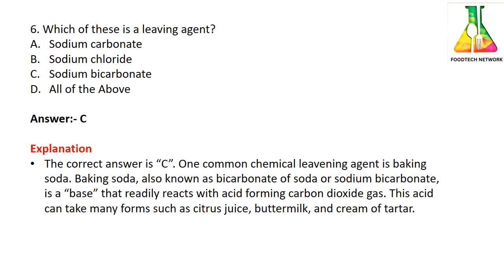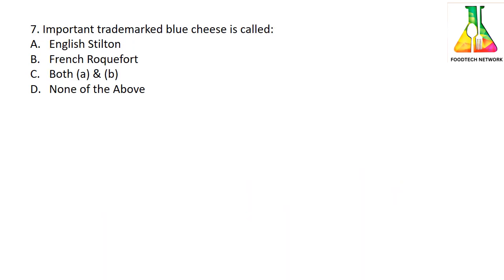A common chemical leavening agent is baking soda. Baking soda, also known as bicarbonate of soda or sodium bicarbonate, is a base that readily reacts with acid, forming carbon dioxide gas. This acid can take many forms, such as citrus juice, buttermilk, or cream of tartar.